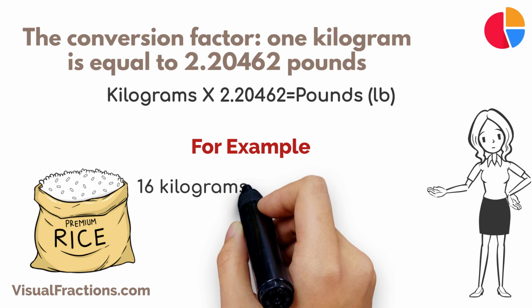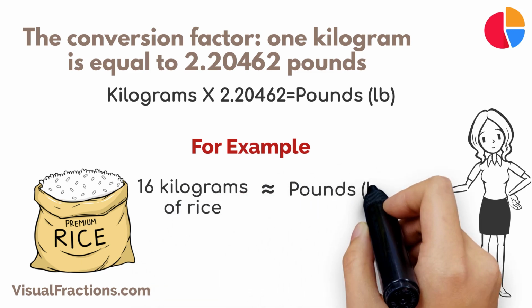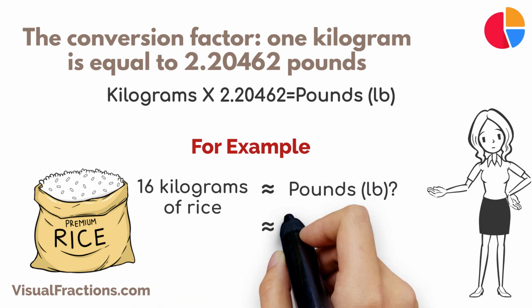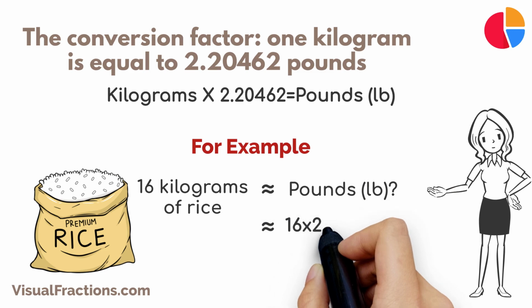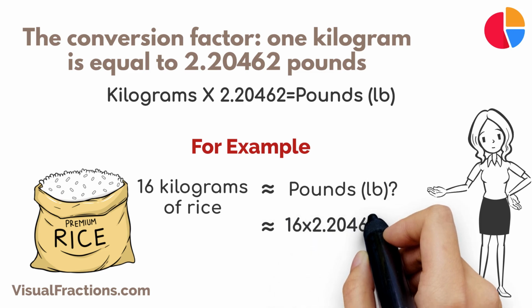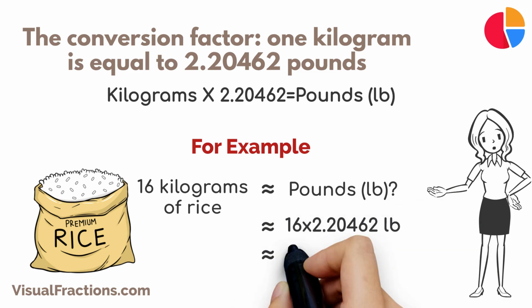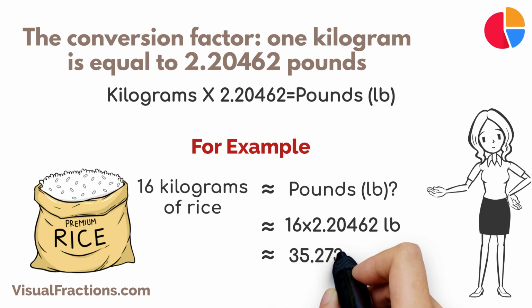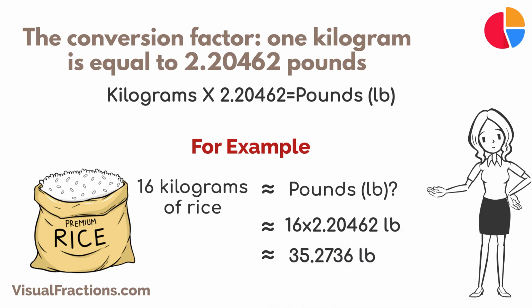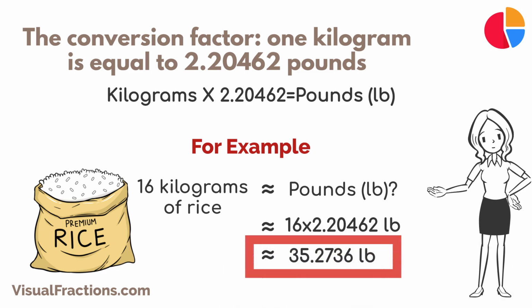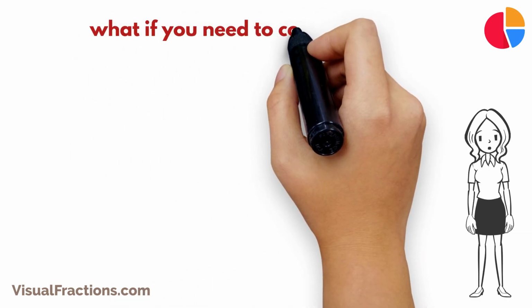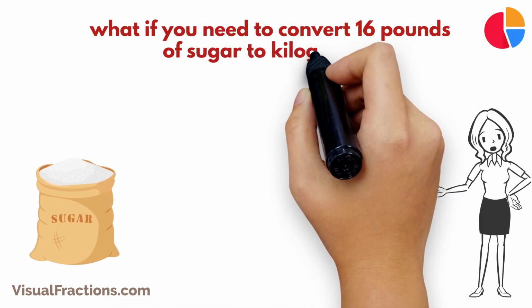Say you have 16 kilograms of rice that you need to convert to pounds. We start by multiplying 16 by the conversion factor of 2.20462. This gives us approximately 35.2736 pounds. And that's it, we're done. 16 kilograms of rice is equal to approximately 35.2736 pounds.